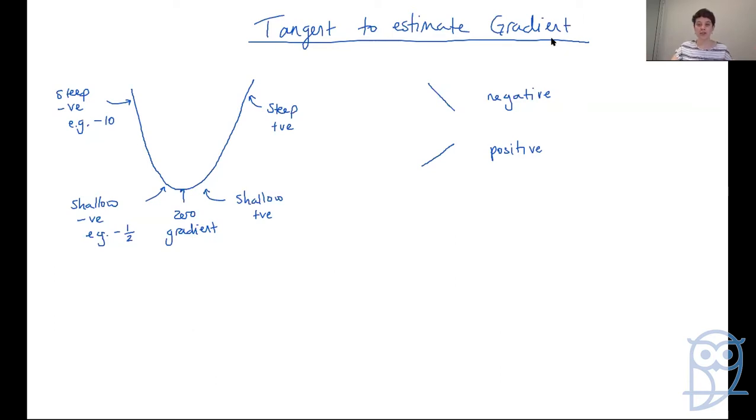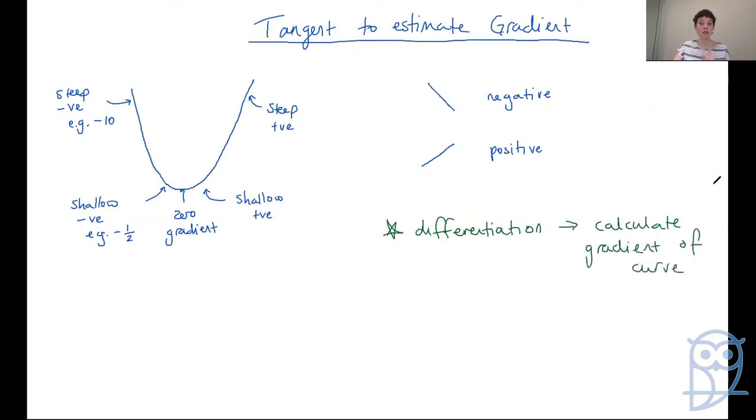A very funky thing that you can do in AS Math, and from 2020 in IG Math a little bit, is that we can use differentiation to calculate the gradient of a curve. But what we're dealing with today is not this idea of calculating gradients. What we're going to deal with today is a slightly different thing. It's using the tangent to estimate the gradient of a curve.